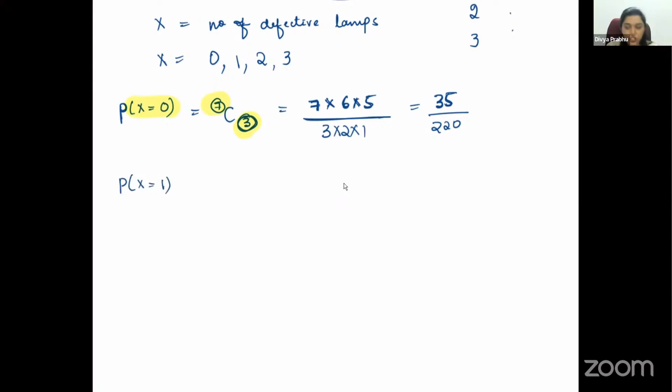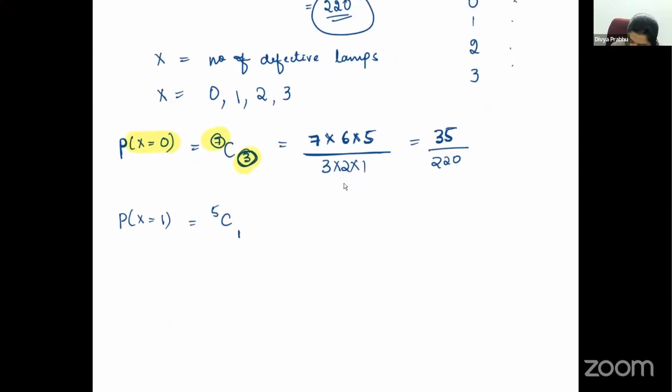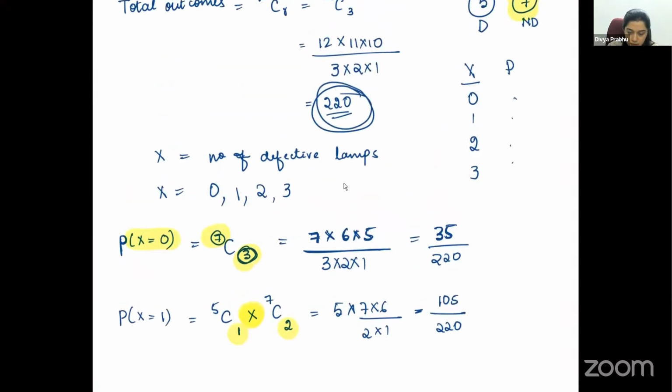Probability where x is equal to 1, which means one defective I am selecting. The rest 2 will be non-defective. So 1 defective out of 5 defective. So it is 5C1 into 2 non-defectives out of 7 non-defectives. So 5C1 into 7C2. Why is it into? Why is it multiplication? Because I want 3 in total. 1 defective, 2 non-defective. Because it is and, I go for multiplication. So solve this. You will get 5 into 7 into 6 divided by 2 into 1. This will be 105 divided by total outcomes, which remains the same, which is 220. Got it? This is the total outcomes.